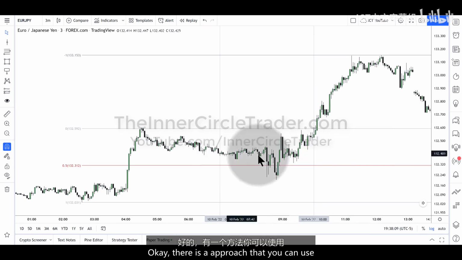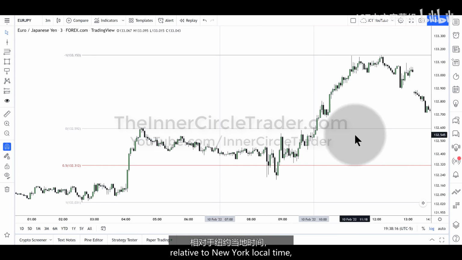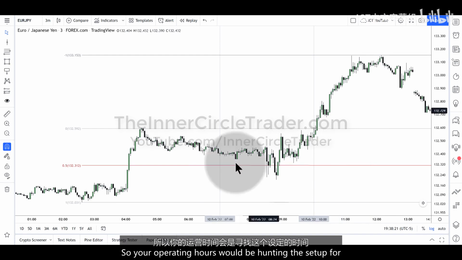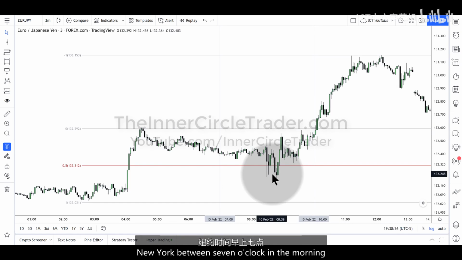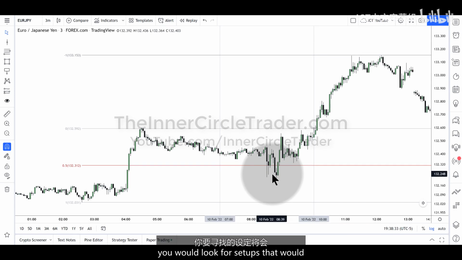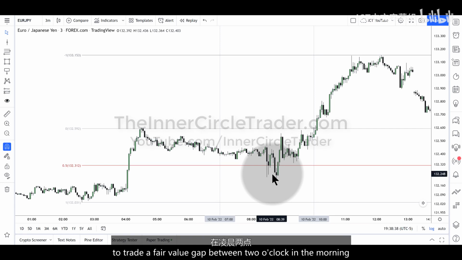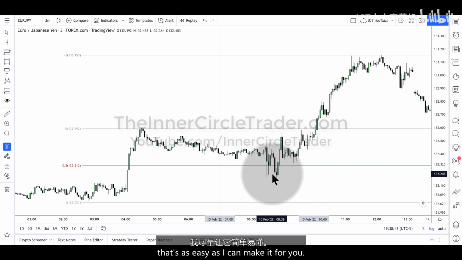There is an approach that you can use with the London session. London would be marking up your vertical lines relative to New York local time, 2 o'clock in the morning to 5 a.m. So you'd have your bracket. Your operating hours would be hunting the setup for New York between 7 o'clock in the morning and 10 o'clock local New York time. For London session trades, you would look for setups that would provide you a way to trade a fair value gap between 2 o'clock in the morning and 5 o'clock in the morning. Okay, and that's as easy as I can make it for you.